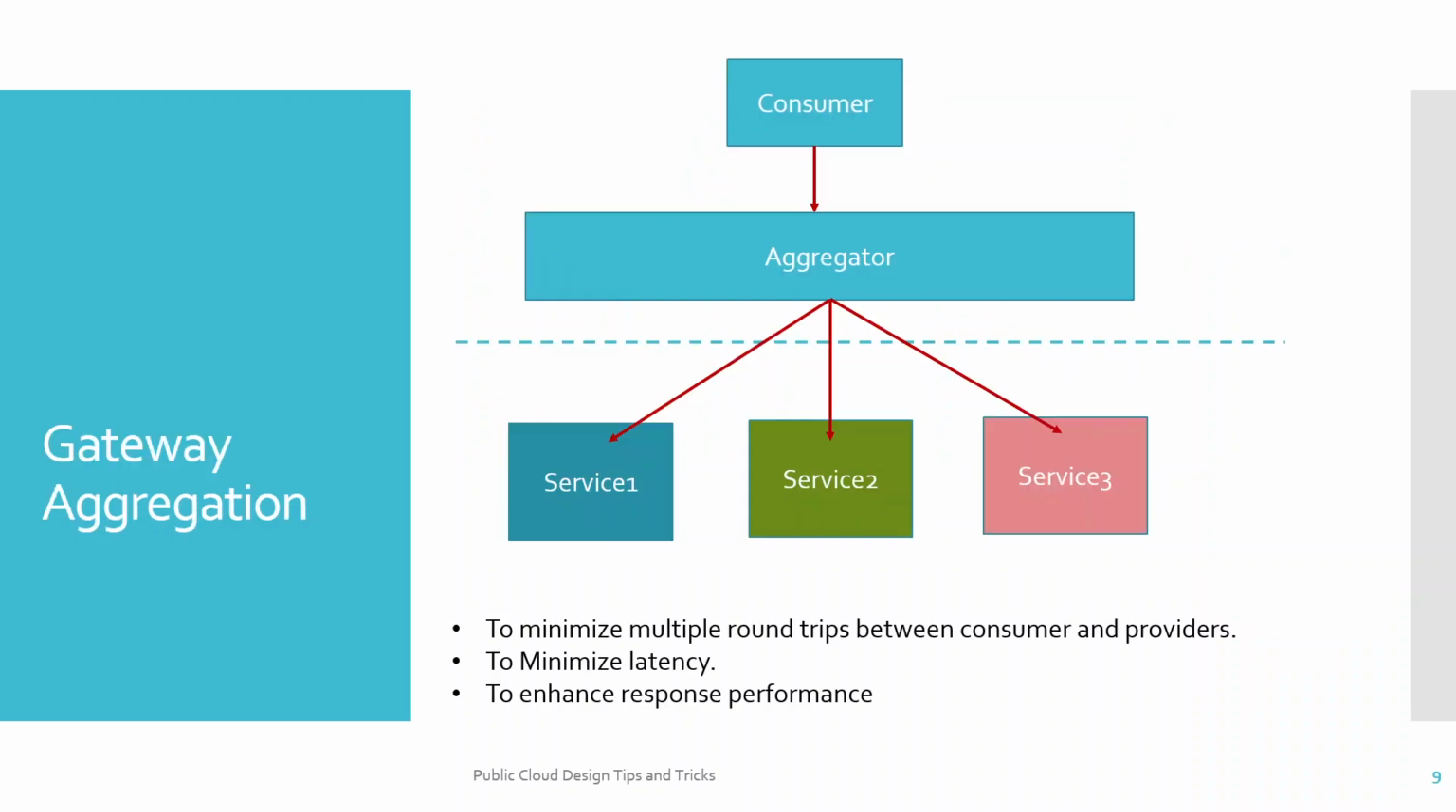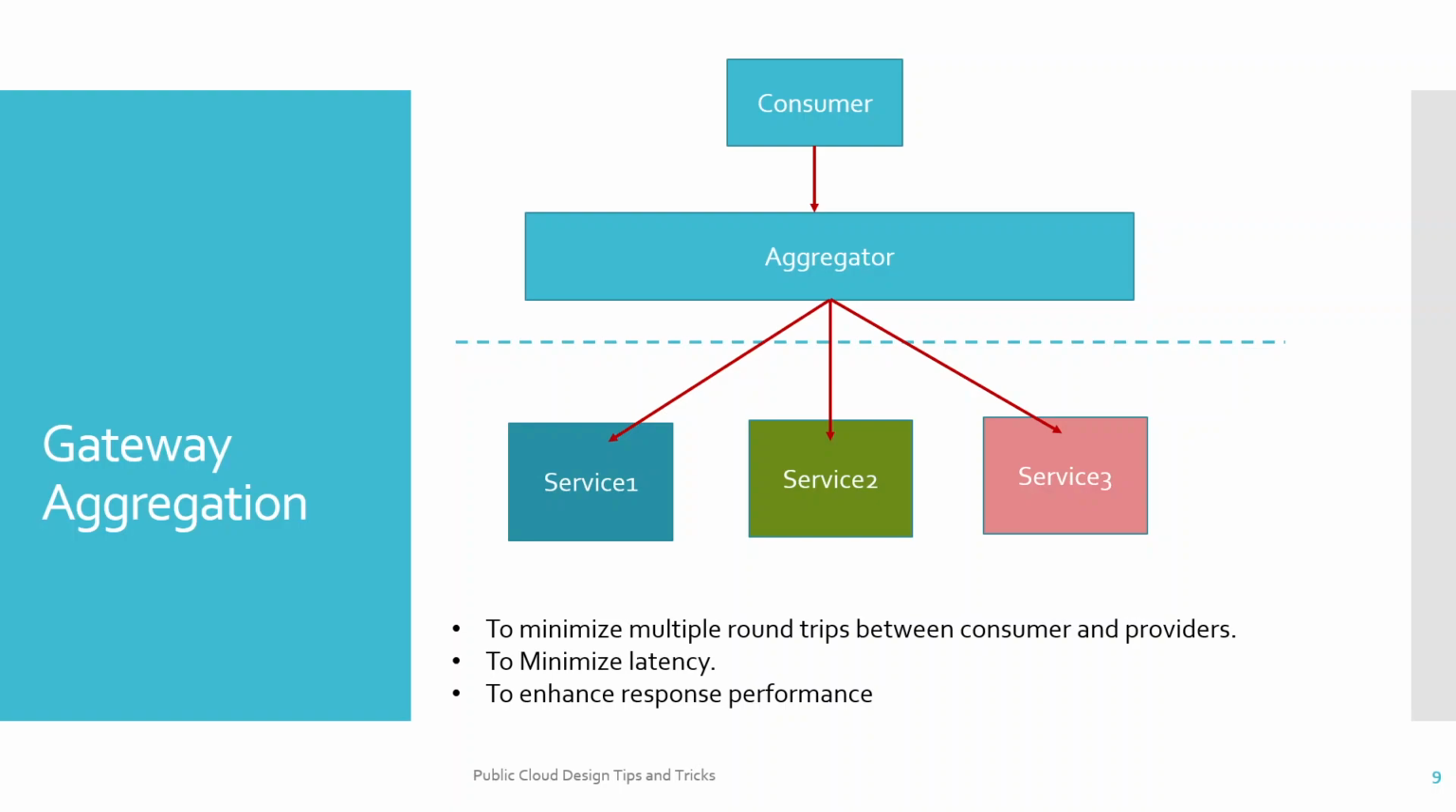Now, coming to the gateway aggregation pattern, it is always used to minimize multiple round trips between consumer and providers. So what it means, let's say there is a consumer who has a dependency on 3 services, 1, 2, 3. It will always first go to service 1, and then based on the response of service 2, it may go to service 3 or service 2. So this creates all these round trips and it generates latency. So to minimize that, we always have an aggregator pattern.